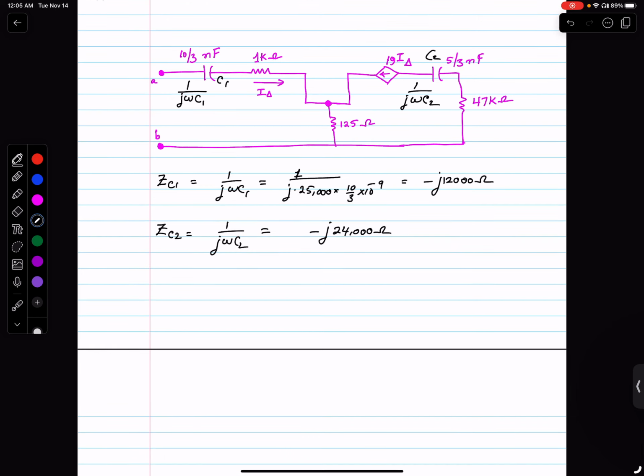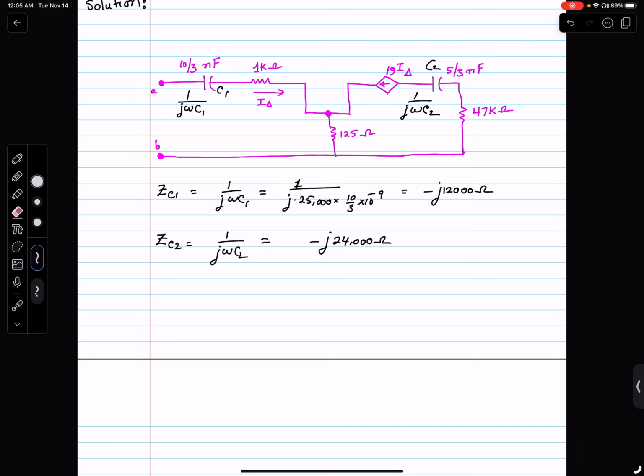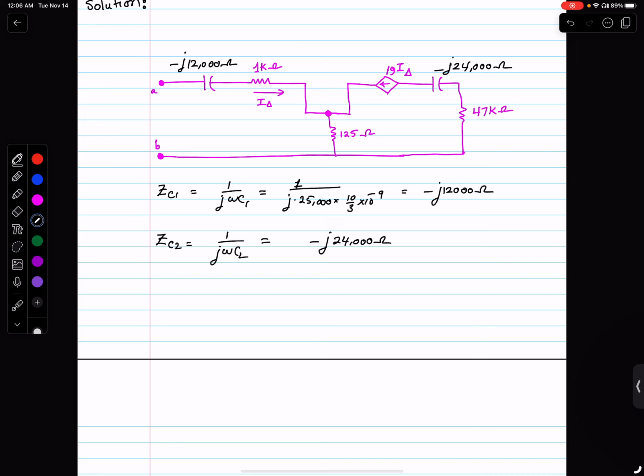Now we are ready to write this circuit in its frequency domain. Okay, so all we have to do is to write this guy as negative j 12,000 ohms. And this guy is negative j 24,000 ohms. That's it. So we have written out the frequency domain equivalent circuit.